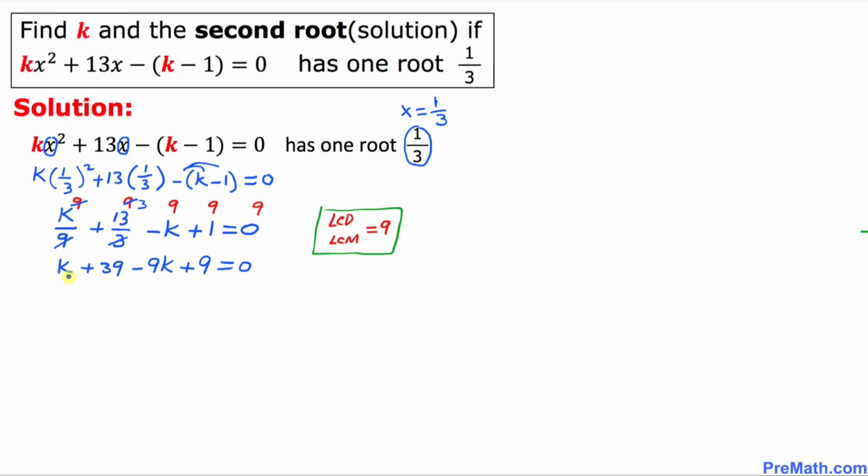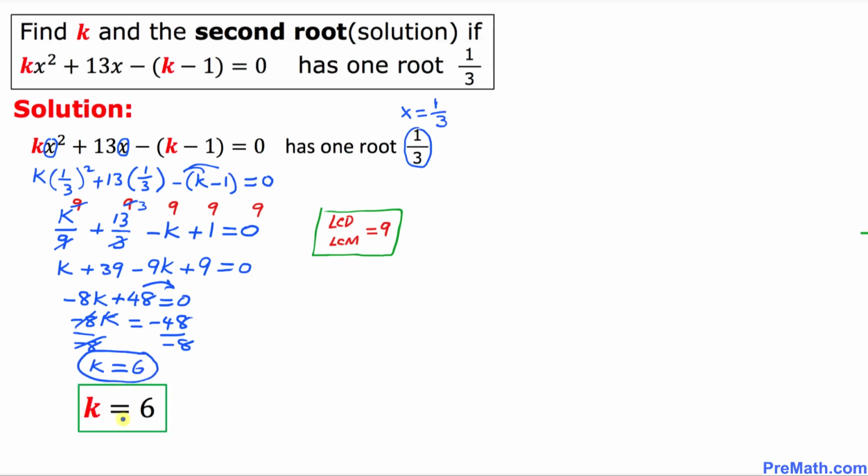Let's simplify this. k and negative 9k, if we combine them, give us negative 8k, and 39 plus 9 is plus 48 equals 0. Let's move this 48 to the other side. So negative 8k equals negative 48. Let's divide both sides by negative 8. So this negative 8 is gone, and k turns out to be positive 6. Thus k equals 6 is our k value.